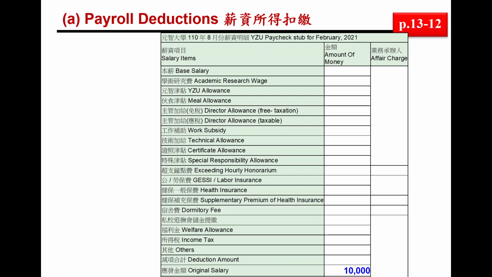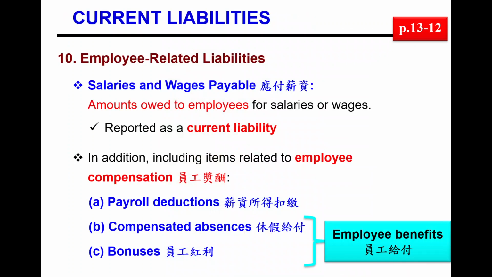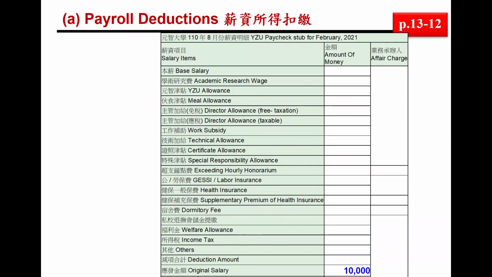Then, if in the future you apply for a job, and the company tells you, okay, I'm going to give you 40K. How much? $40,000, 4万块. But even though you expect $40,000, will you get the $40,000 each month? No, it's not. Okay, why? Because of payroll deductions. Because of these payroll deductions, you will not really get $40,000.